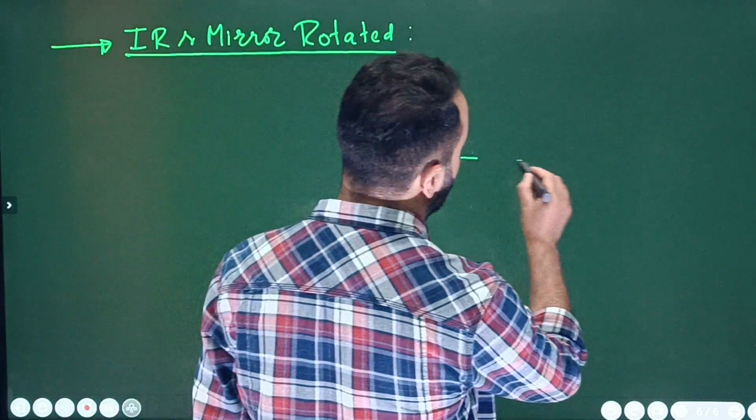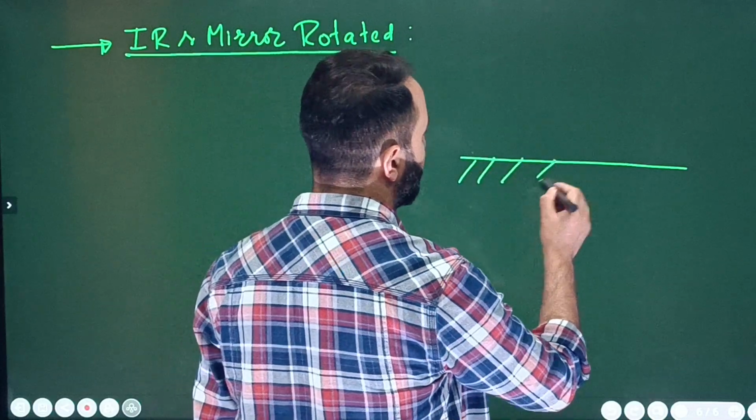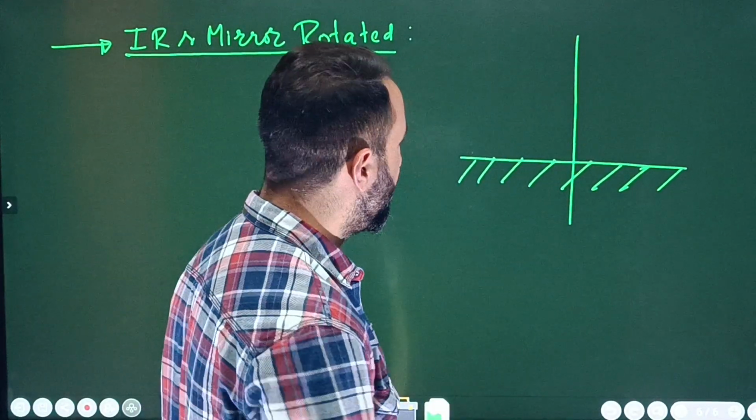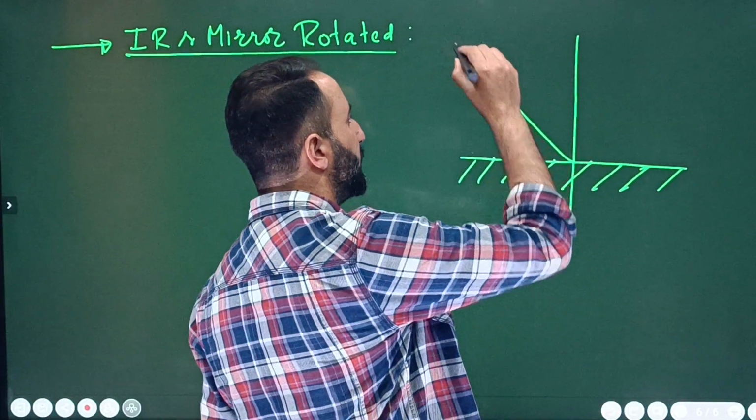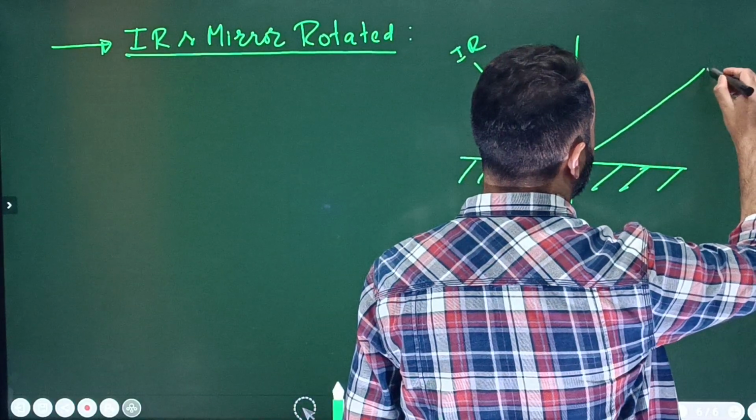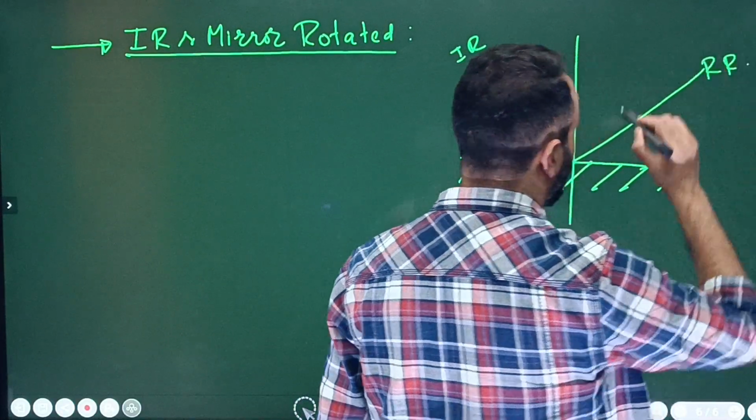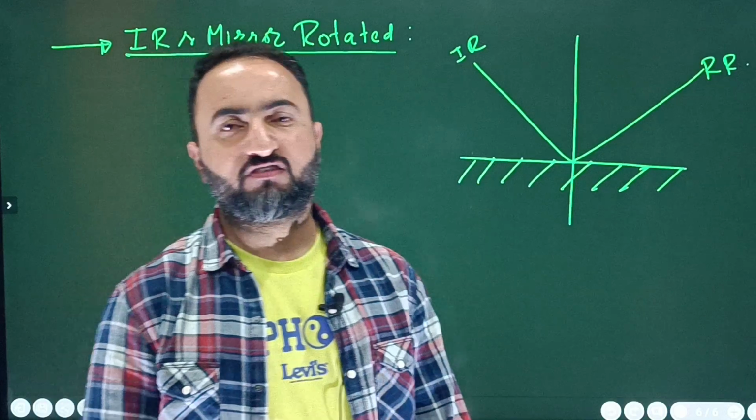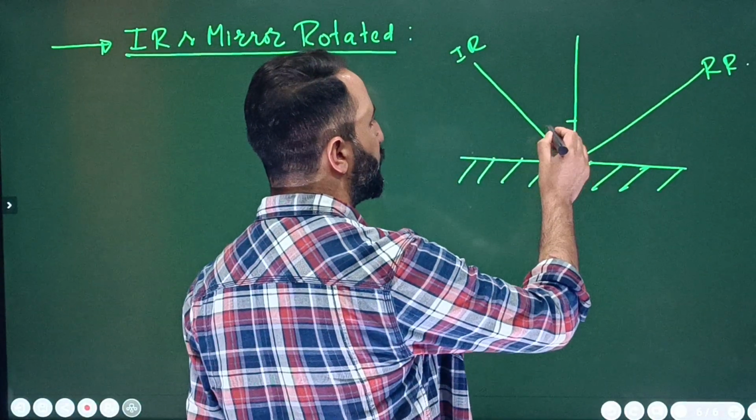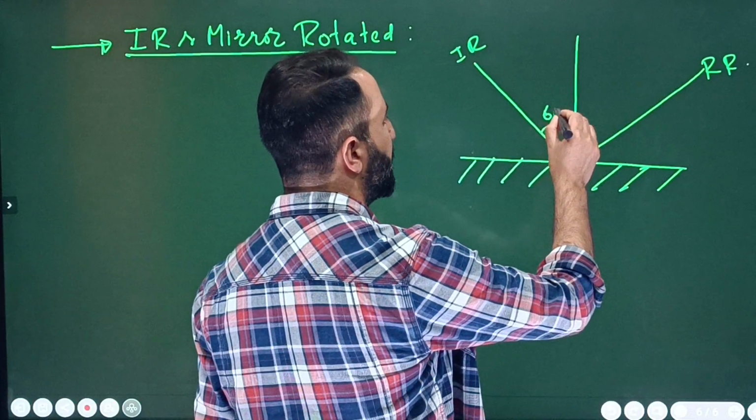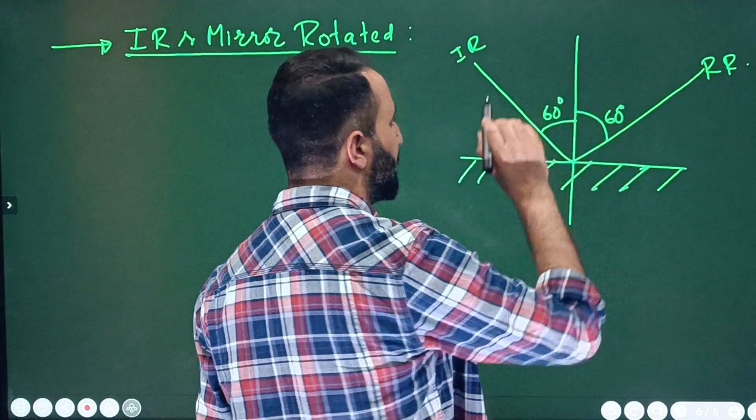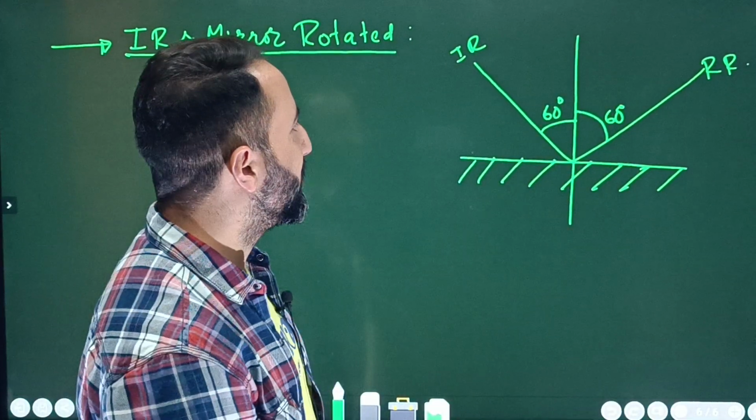First of all, this is a mirror, and this is the normal to the mirror. This is the incident ray, and this is the reflected ray. Obviously you know that the angle of incidence will be equal to the angle of reflection. Let's suppose this angle is 60 degrees. If this angle is 60 degrees, then this angle obviously has to be 60 degrees as well.